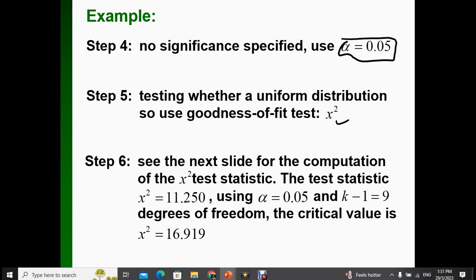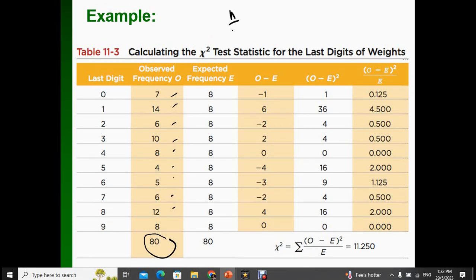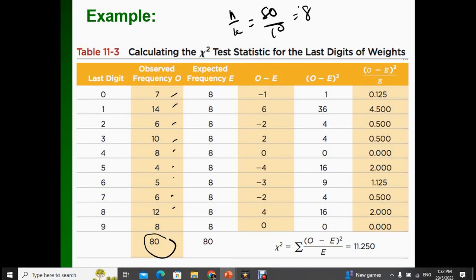Chi-square equals 11.25 using alpha 0.05, where k minus 1 equals 9 degrees of freedom, and the critical value is... So for example, you have O, this is your table of observations. The total of this one you get is 80. So this is your O data, and your expected is 8. Okay, 8 is n divided by k. We use n divided by k. So your total n is 80 divided by k, which is 10, so you get 8 for expected.